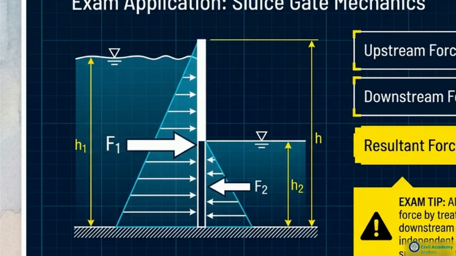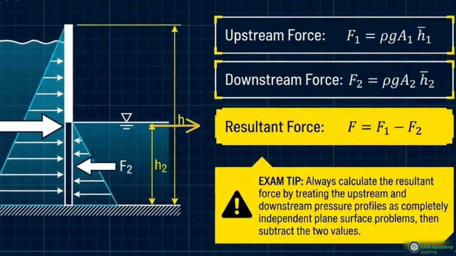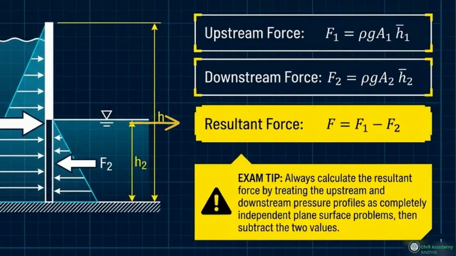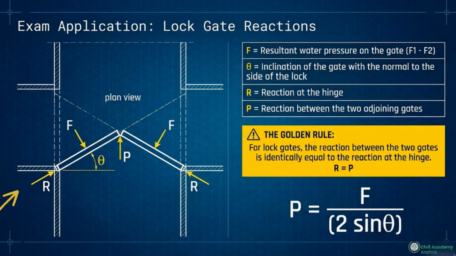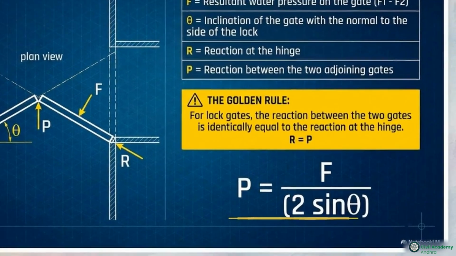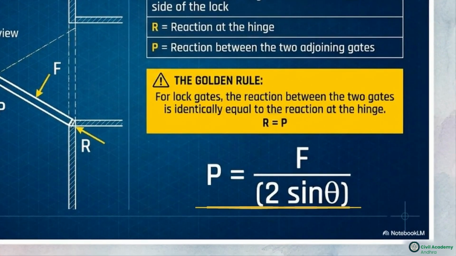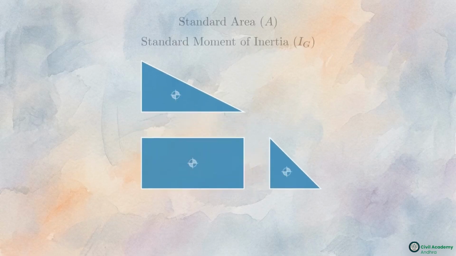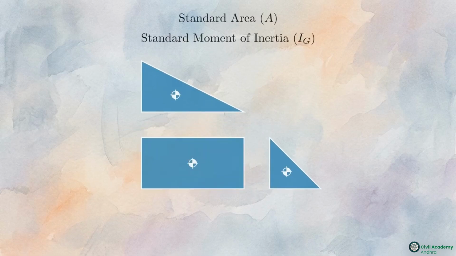Sluice gate problems work by treating the upstream and downstream pressure profiles as two independent vertical plane problems. You find the individual forces and then subtract them to find the resultant. For lock gates, you can use a specific hinge reaction shortcut. The reaction force P is equal to the resultant pressure divided by 2 sine theta. Finding the correct answer for complex geometry depends on slicing the shapes into standard, manageable planes.